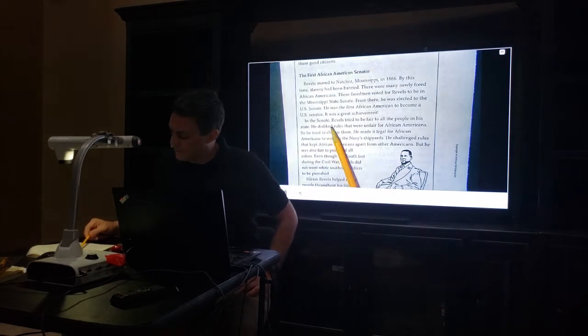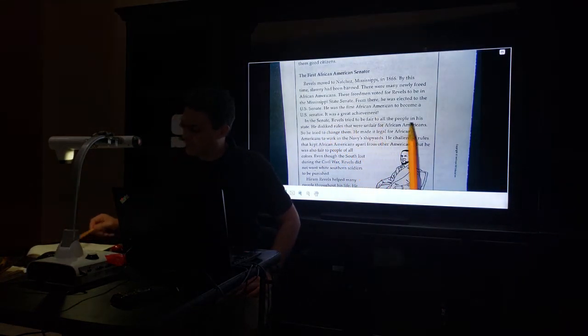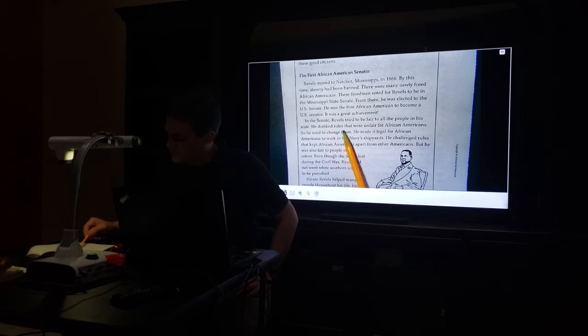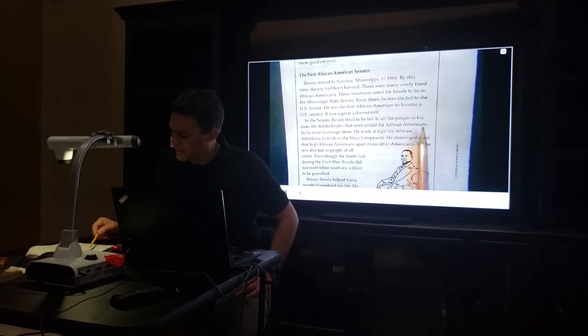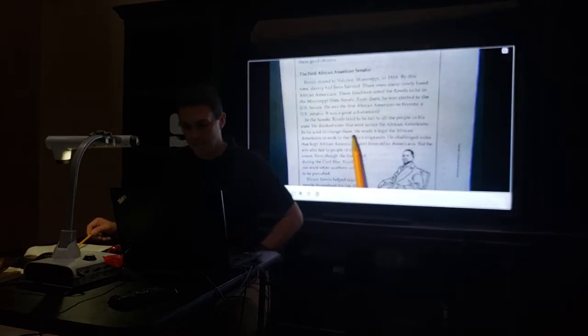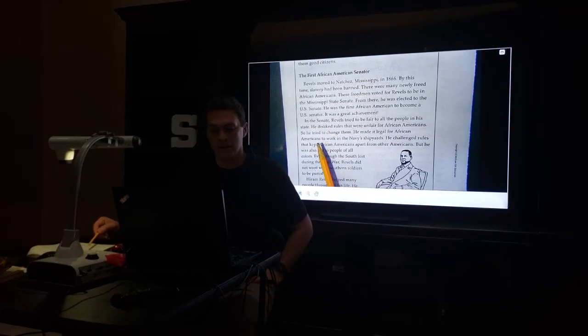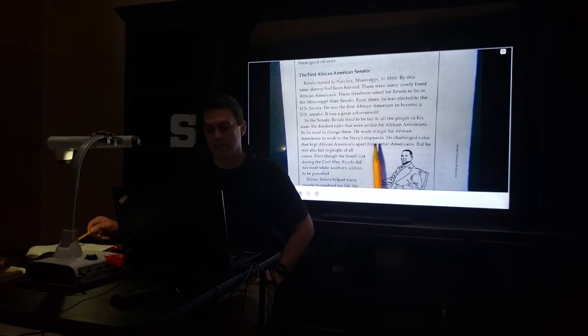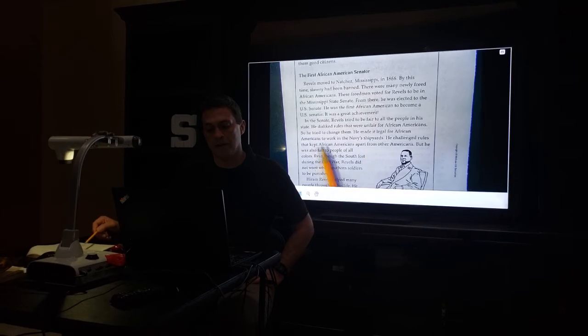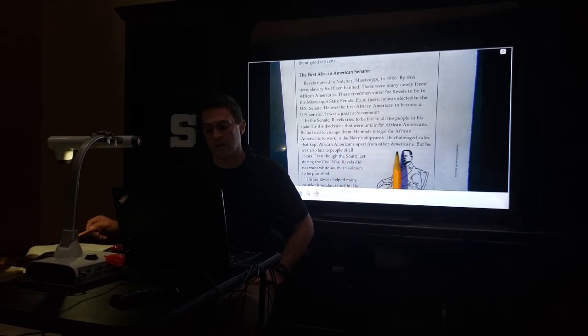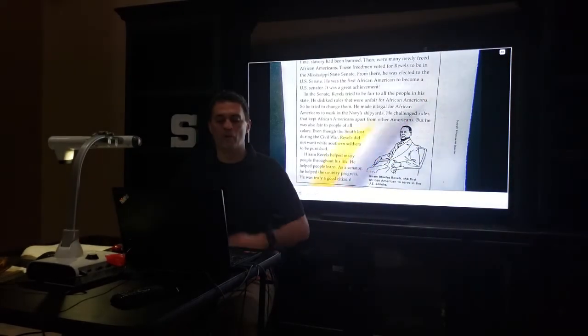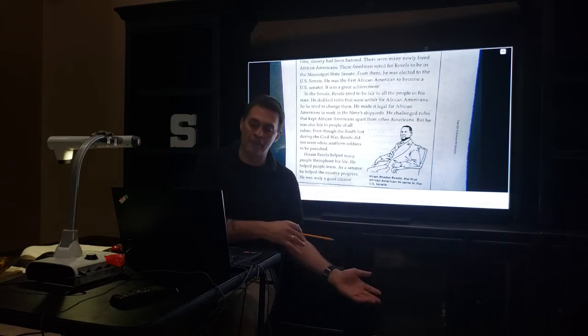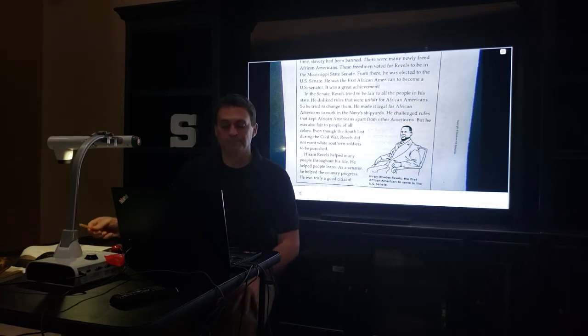In the Senate, Revels tried to be fair to all the people in his state. He disliked rules that were unfair for African Americans, so he tried to change them. He made it legal for African Americans to work in the Navy shipyards. He challenged rules that kept African Americans apart from other Americans. But he was also fair to people of all colors. So he represented everybody, not just African Americans, it was all the people.